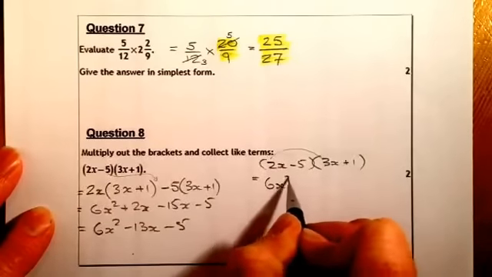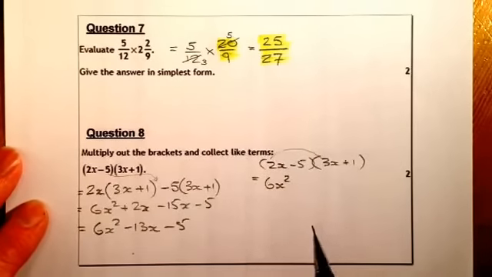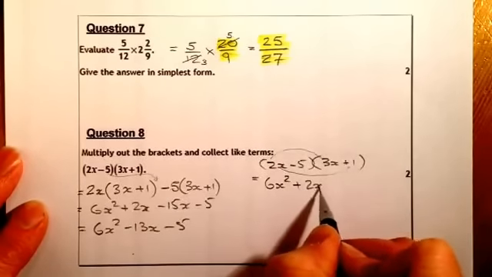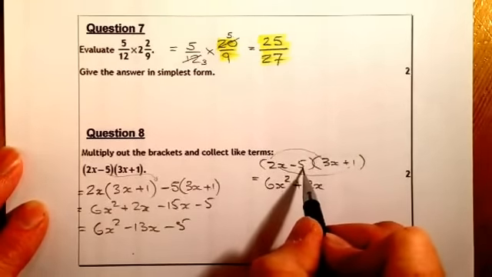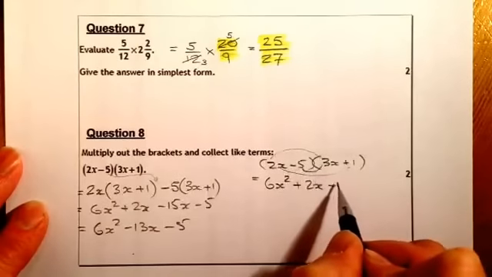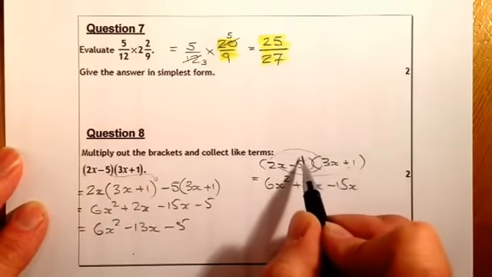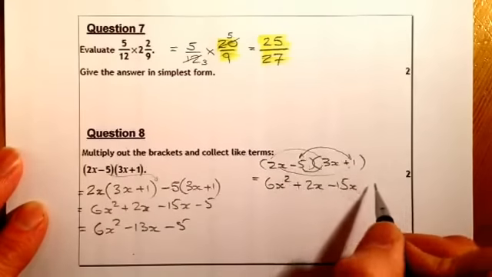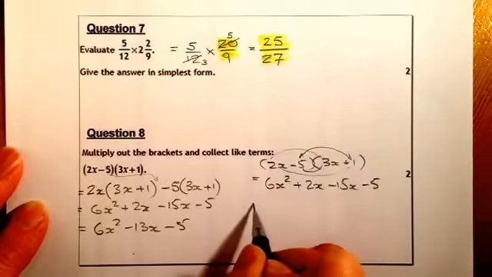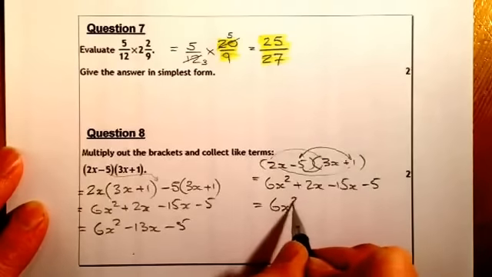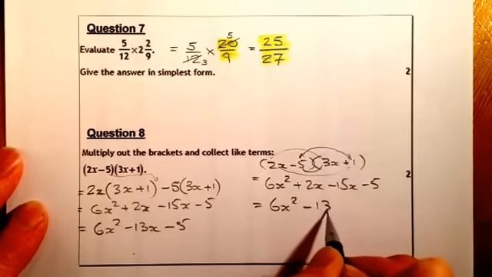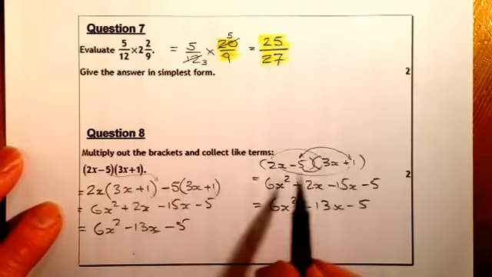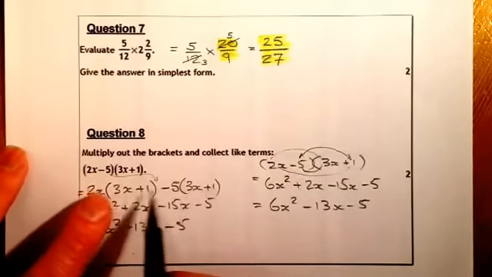That's 6x squared. O would be for the outsides, so that will be that times that, which gives me plus 2x. I in FOIL stands for the insides, which is minus 15x, and then the L is the last term, so these two multiplied together, which gives me the minus 5. What I get there is just gathering up the terms like I've done before. So these answers are the same. The only thing that we're missing out when we do FOIL is this step here.